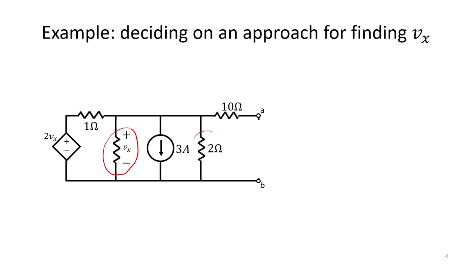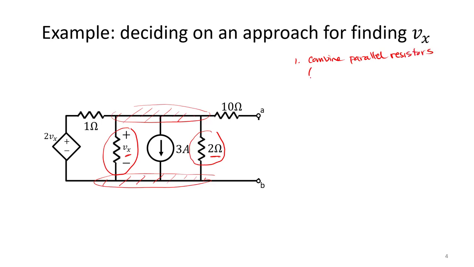First, notice these two resistors here. Vx's resistor and the 2 ohm resistor are in parallel. They both experience the same voltage drop. So one thing you could do immediately is you could combine the parallel resistors. So that would be Vx's resistor, assuming you know the value, and the 2 ohm resistor.